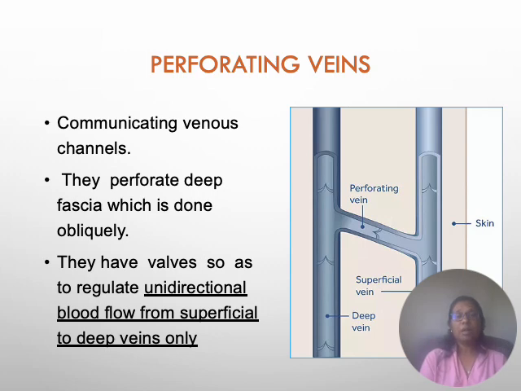Okay, now the major point, they have valves at either end. This is to regulate the unidirectional flow of blood, from the superficial vein to the deep vein, not the other way around. So perforating veins are communicating venous channels which are meant to regulate the unidirectional flow of blood from superficial vein to deep vein.